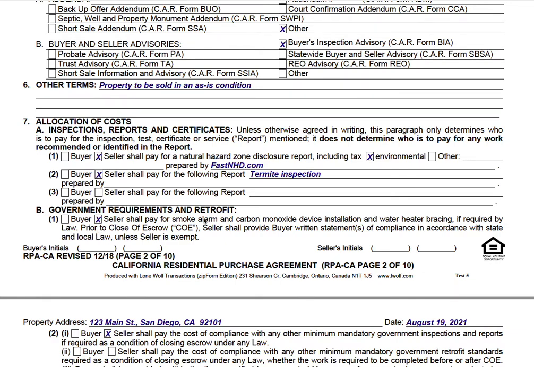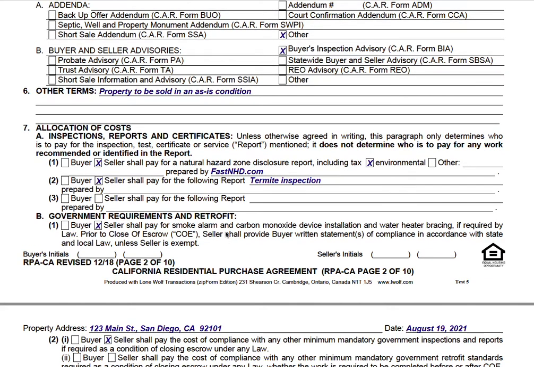Seller shall pay for smoke alarm and carbon monoxide detector installation and water heater bracing, because, again, like the NHD, this is an obligation between the state and the seller to make sure that this is in order when the buyer takes occupancy. This has come up a few times over the years where sellers ask, do I really need to? The buyer's going to demo the whole thing. And I say, yes, because it's not being demoed instantaneously.